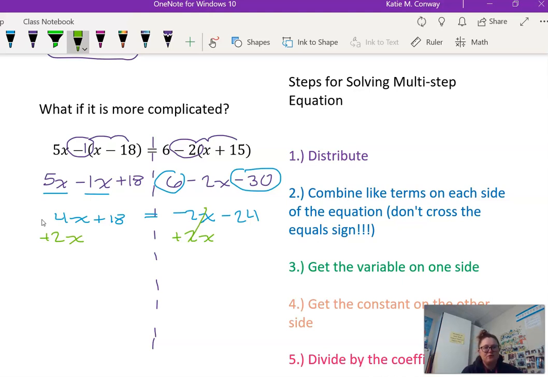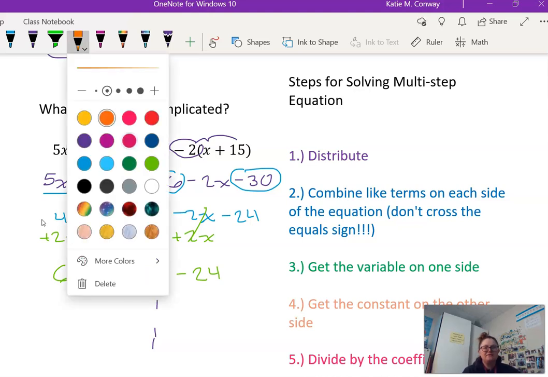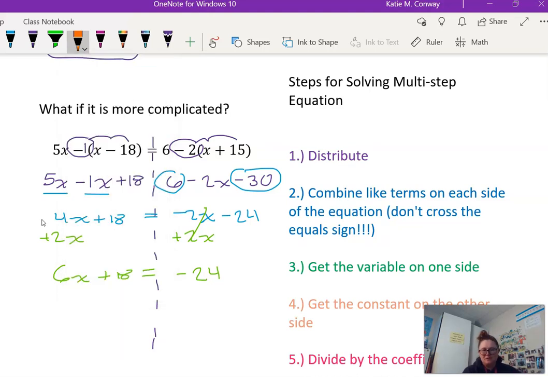So you have 4 plus 2 is 6x plus 18 equals, and then the important thing to remember here is this is -2 plus 2, which means it's 0. It's the additive identity. 0 minus 24 is -24. So this is -24. All right, next we have a two-step equation. So we need to get rid of the number being added on the same side as x. So we have plus 18, so we need to minus 18 from both sides of the equal sign.